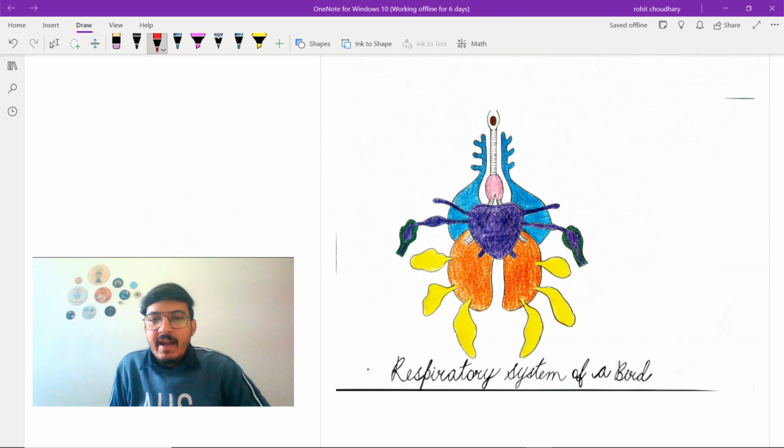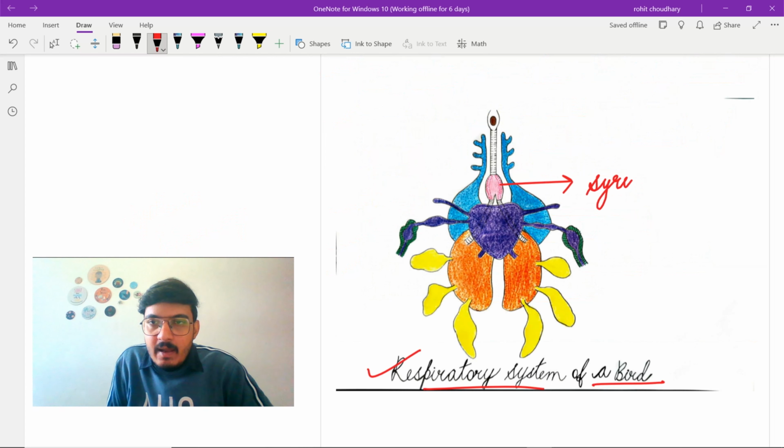So this is the diagram of respiratory system of a bird. Let's label the important parts. This pink colored organ is called syrinx. And this syrinx acts as a voice producing organ as the larynx does not act as a voice box in case of birds. And this syrinx is present at the junction of trachea and bronchi. So this is trachea and this is bronchus.